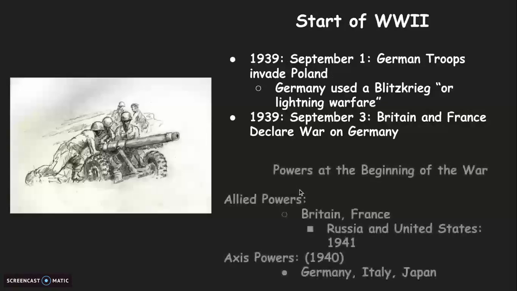So who are our powers at the beginning of the war? You have the Allied powers, who are Britain and France. Russia and the United States don't enter until 1941. And the Axis powers of 1940 now, they're going to be Germany, Italy, and Japan.